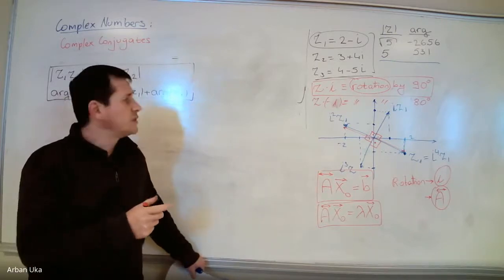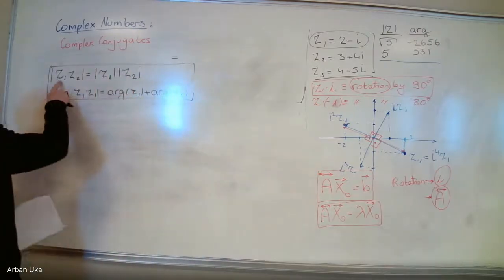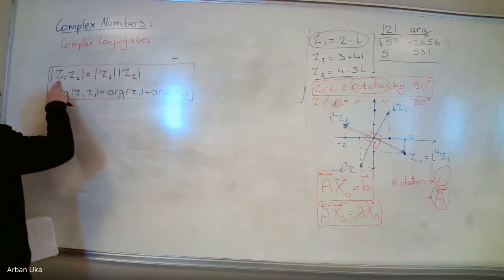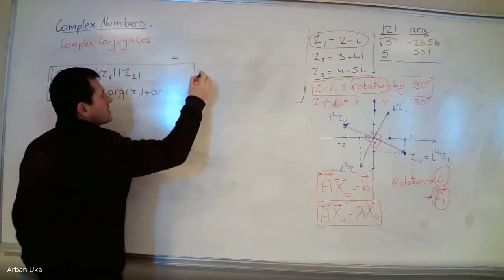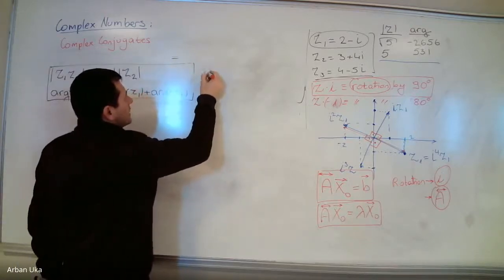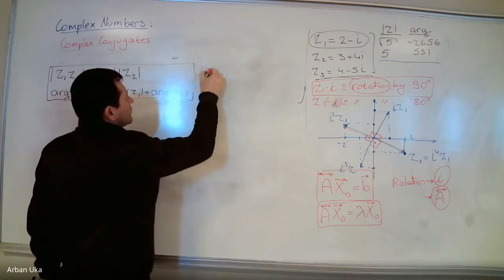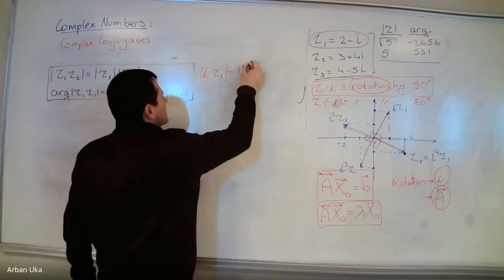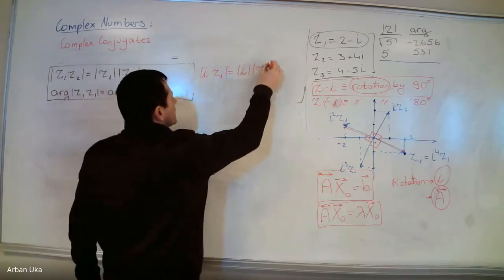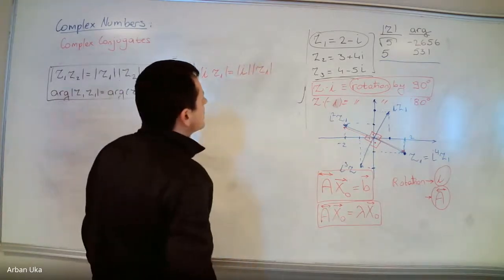So we multiply Z1 and Z2, what did we find out? We found out that the modulus of the result is equal to the product of these two. But now let's see for a moment. What is I times Z1? What is the modulus here? This would be equal to the modulus of I times the modulus of Z1. What is the modulus of I?